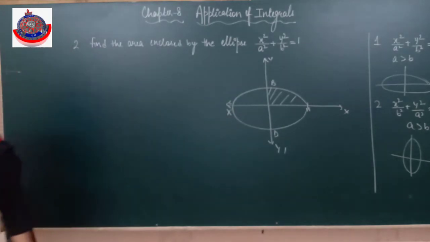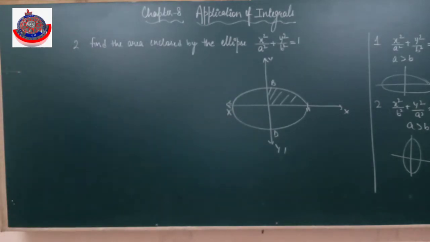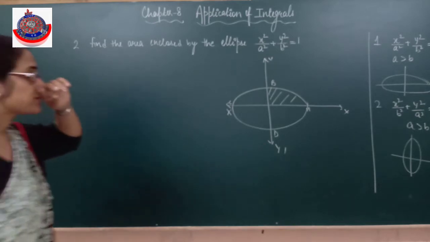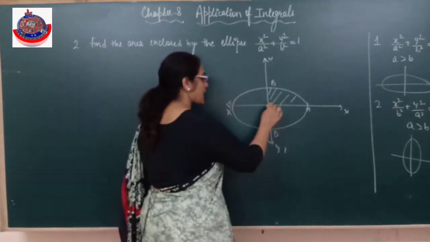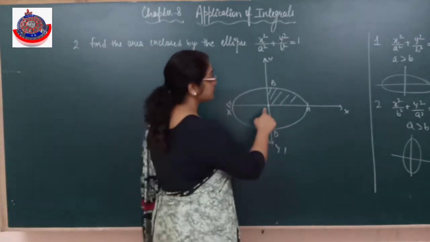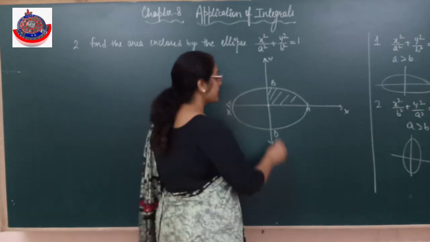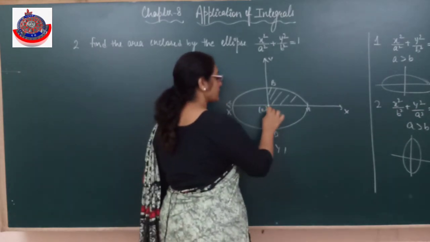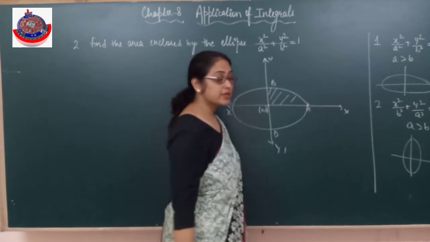Alright, clear? So this ellipse is symmetrical about x-axis as well as y-axis. Alright, so recapitulation. This is the center of the ellipse. This is the vertex of the ellipse.